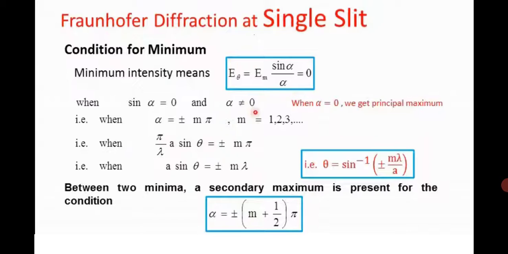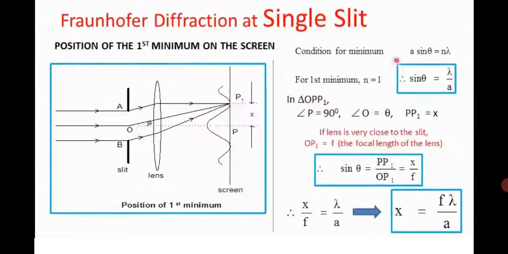Now the condition for minima. The first minimum is observed where alpha is equal to plus or minus m pi, where m is equal to 1, 2, 3. Between the two main minima, secondary maxima are present, with the condition alpha equal to plus or minus (2m plus 1) by 2 into pi. Here we observe the first maxima, and the first minima is observed here, then again the second minima.